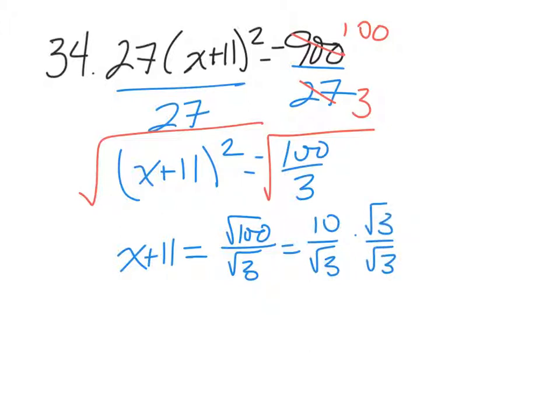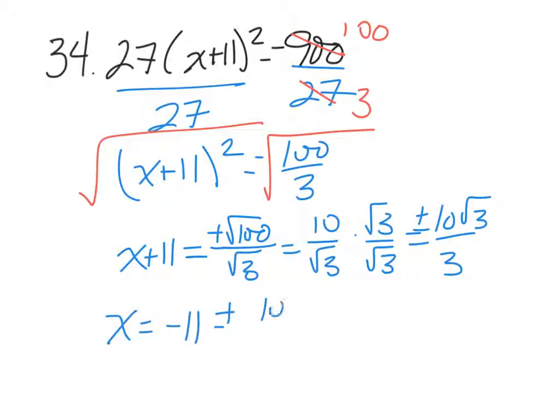So we should rationalize our denominator. Square root of 3 times square root of 3, of course, is 3, and I've got a 10 square root of 3 left when I simplify all of that. So now my final answer is going to be negative 11 plus or minus 10 square root of 3 over 3.